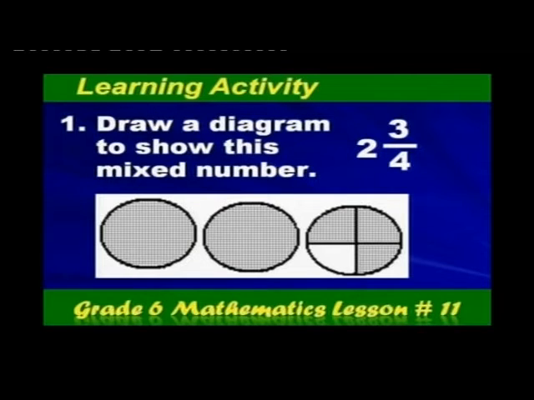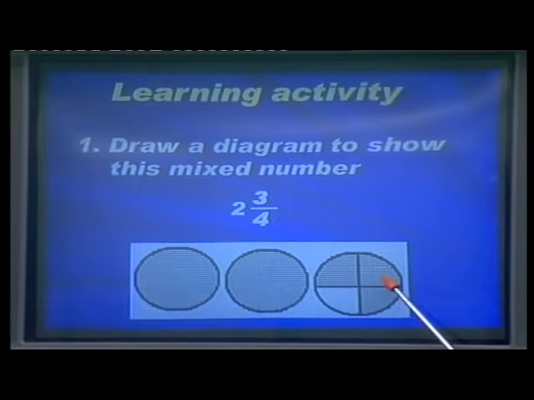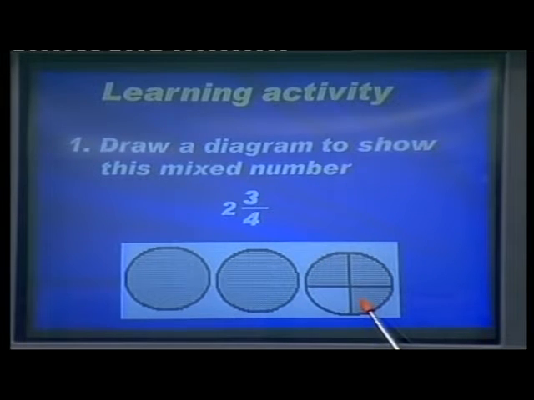So here 2 3/4 can be drawn as 2 whole. This one again is being divided into how many parts? 4 parts. How many parts are being shaded? 3 parts. So this is the fraction part. And what do we call these 2? 2 whole numbers. The 2 circles represent these 2, and 3/4 is being represented in this form. 1 part is not shaded, 3 parts are being shaded.